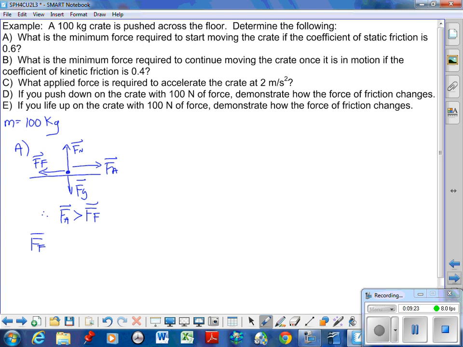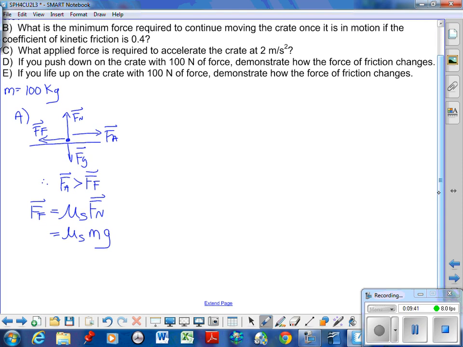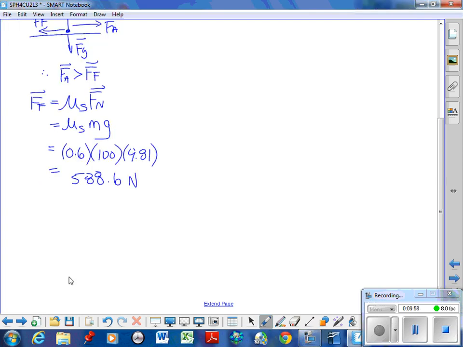And of course we have a formula. The object's not moving, so it's mu_s multiplied by the normal force. Because the normal force is equal to gravity, the formula can also be written as mu_s multiplied by mass times gravity. Okay? 0.6 is our static coefficient. It's 100 kilograms, 9.81. So if we do that calculation, we get 588.6 newtons.